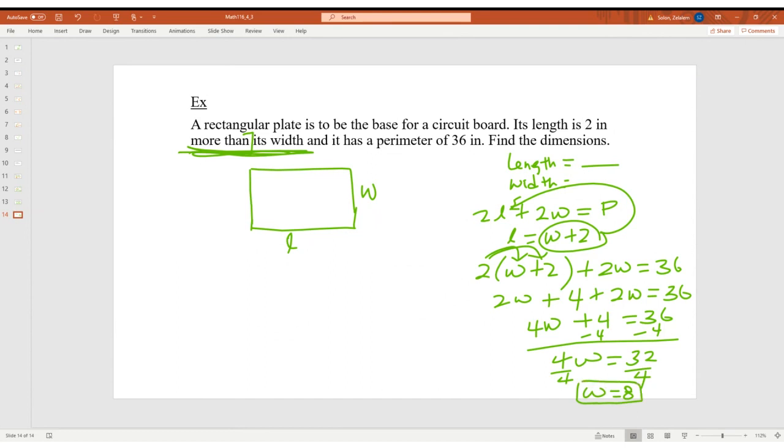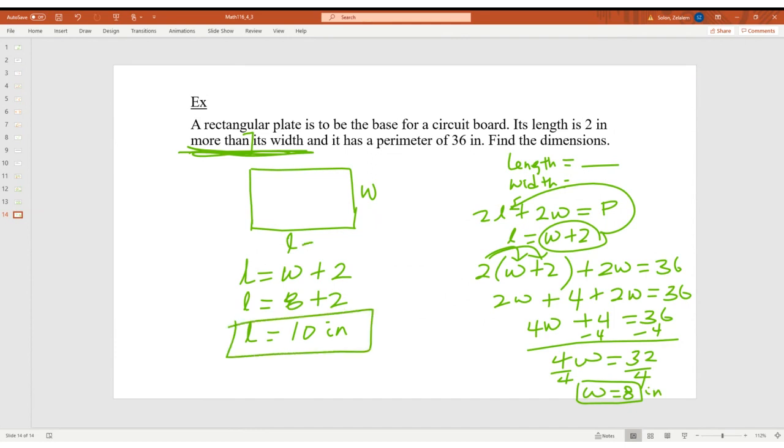Now we know W, we can easily find the length, because the length is 2 more than this. The length is W plus 2, which is 8 plus 2, which equals 10. Now the dimensions are in inches, okay? It's given in inches. So it's very important to write the dimensions also. So the length is 10 inches and the width is 8 inches. Any question? Type on the chat if you have any question.